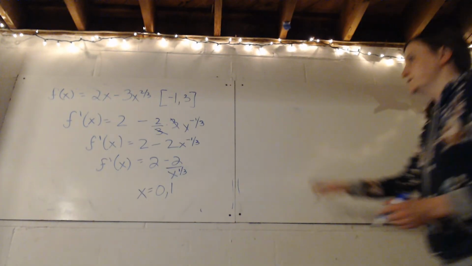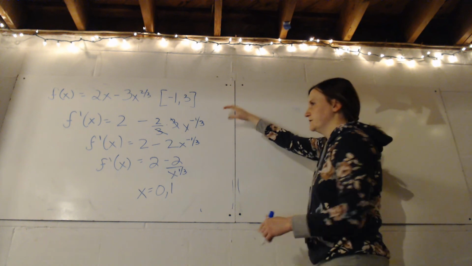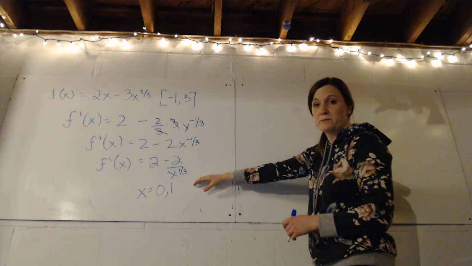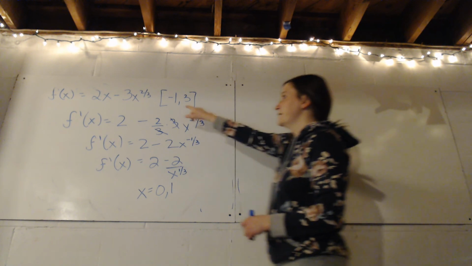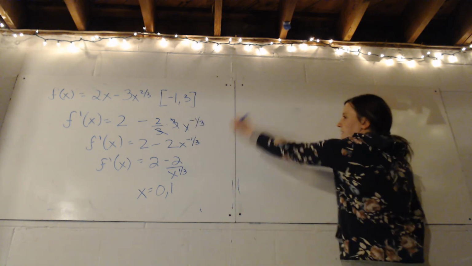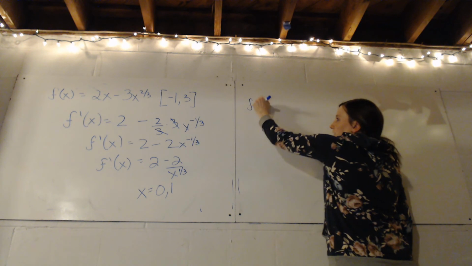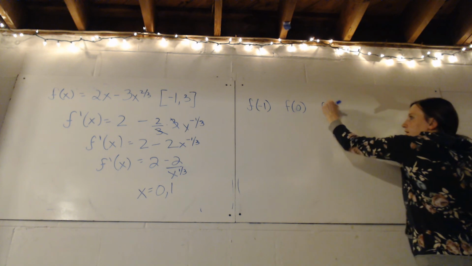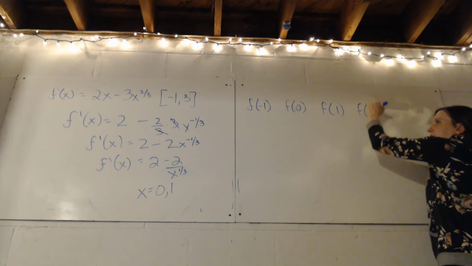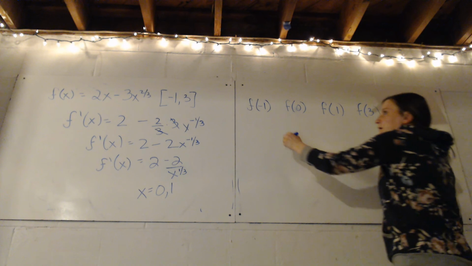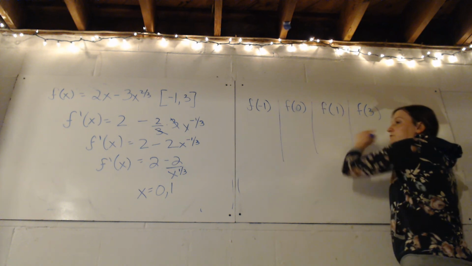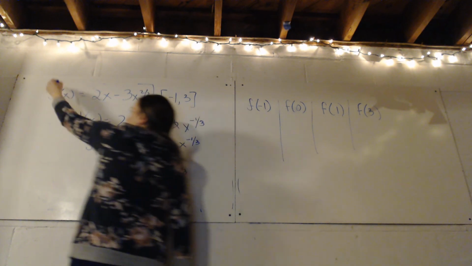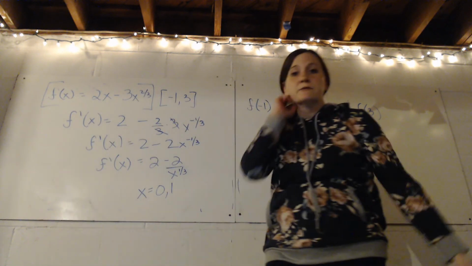I'm going to evaluate this function at its critical points, 0 and 1, and at its endpoints, -1 and 3. So I'll just put them in order, which is what I tend to do. So f at -1, f at 0, f at 1, f at 3. I'm going to plug those 4 values into the original. You always have to go back to the original. Don't use the derivative. Use the original equation.